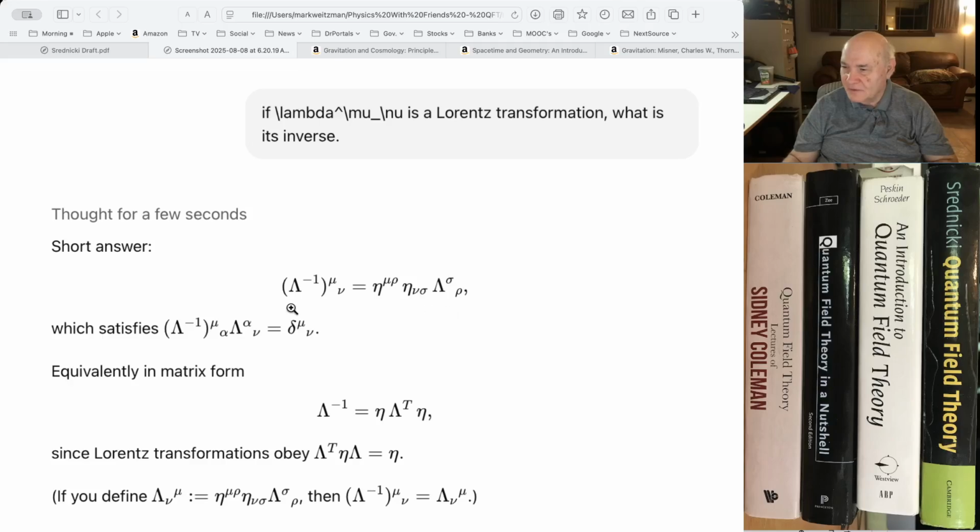you'll get this. This is how you define raising and lowering, and you exchange the indices and keep their up and down positions. It's right here: lambda inverse mu nu is lambda nu mu. This is not a transpose. If you were to transpose, I'll get to that in a second. As you can see, it goes through it and gives this basic equation for Lorentz transformations, which I'll talk about in a second.